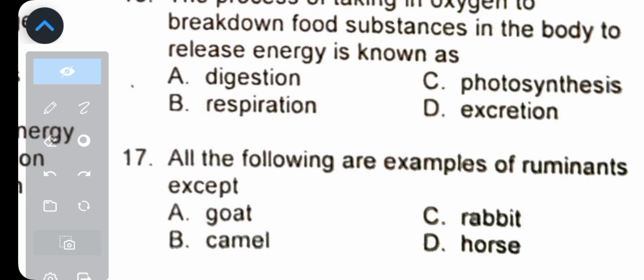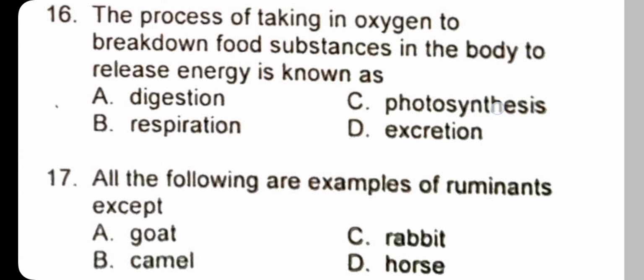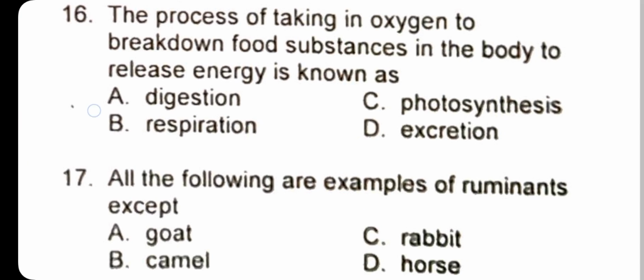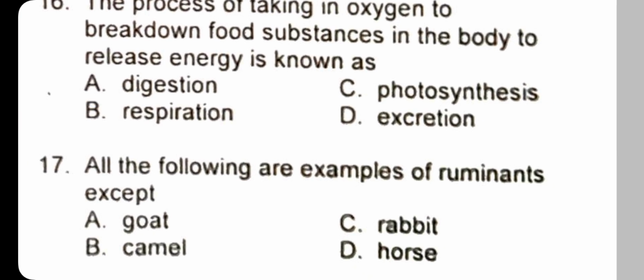Question 17. All the following are examples of ruminants except A, goat, B, camel, C, rabbit, D, horse. Now I think there's something wrong with this question because there are actually two answers, the C and the D. A rabbit is not a ruminant. A horse is also not a ruminant. So the answer could be C or D for question 17.